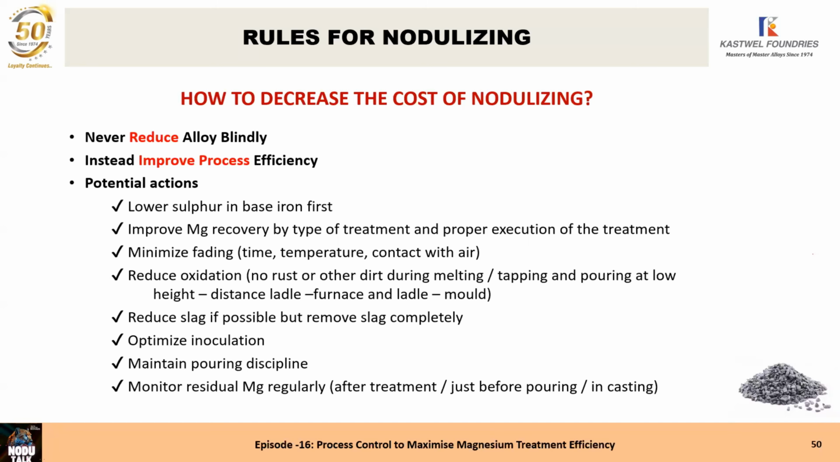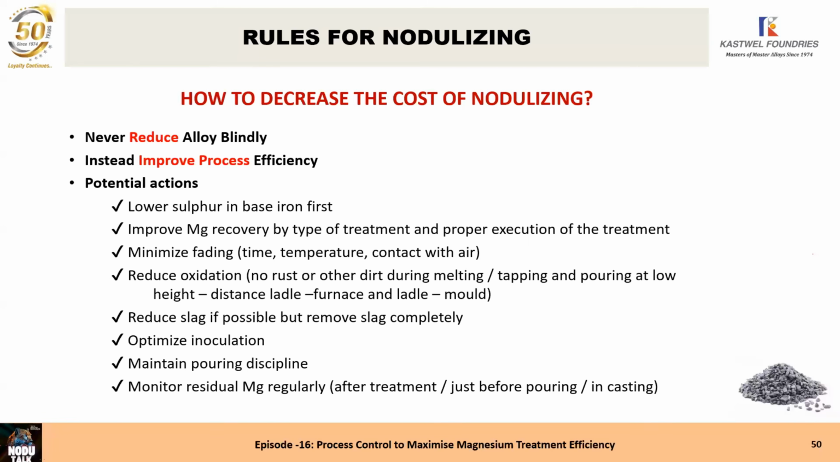Next, improve the magnesium recovery by type of treatment and proper execution of the treatment. Minimize fading by the time of adding the metal, the temperature of the metal, and avoid or lessen the contact of the metal with the air. The more the contact, the more the oxidation and loss of magnesium. Reduce the oxidation. Your charged material should be rust-free, with no dirt during melting. Tap and pour at low height to avoid contact with the air. The distance between the ladle and furnace, and between the ladle and the mold, should be as low as possible.